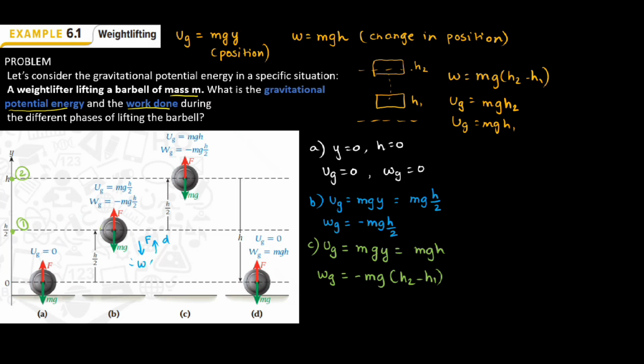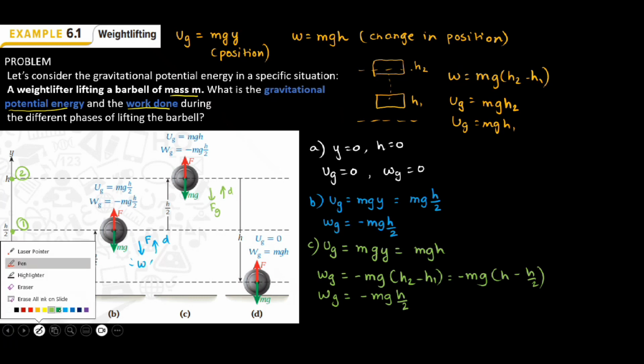Because when we are calculating work, we are determining how much work the force does when the object is moved from position 1 to position 2. And here my position 1 is h by 2, position 2 is h. The negative sign is because again at this position, force due to gravity and the displacement of the object are in opposite directions. So we substitute here negative mg, h2 is h, h1 is h by 2, and we get the work done due to gravity to be negative mg h by 2.